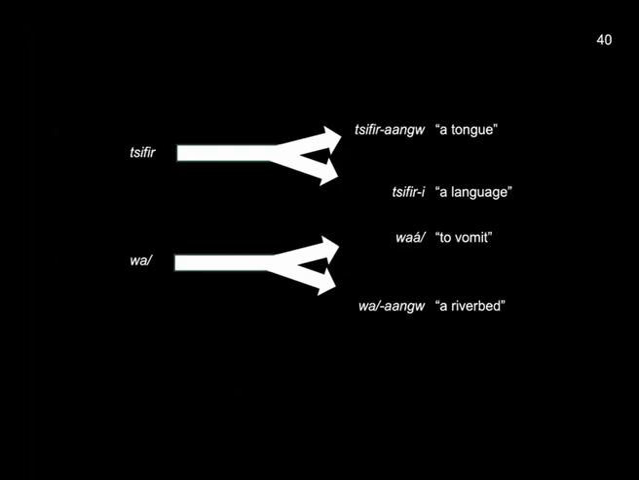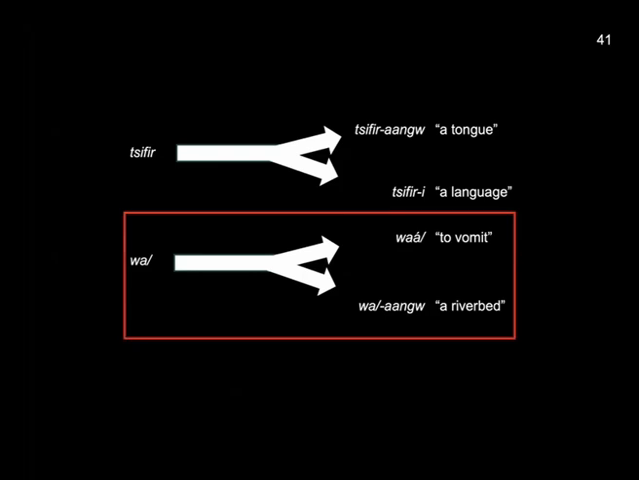Today, we'll be focusing on the kinds of examples on screen, that is, those that result in an appreciable semantic change, one that would make the origin of this sort of word formation process a little bit more difficult to pick up on. So this is, for example, the operation which is formed to vomit and a riverbed from the same root.